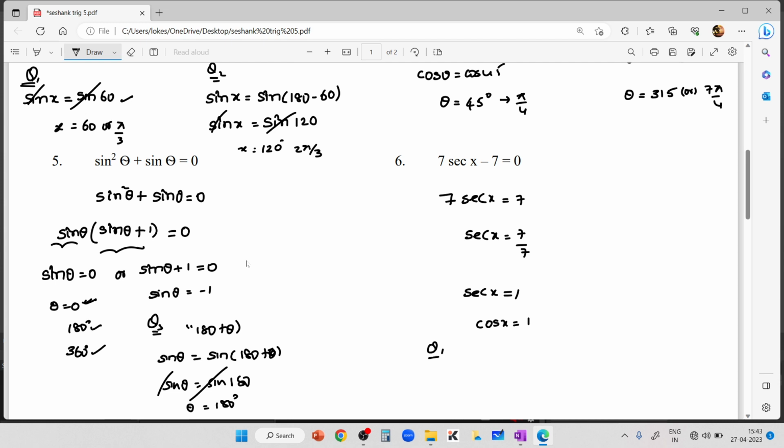So in first quadrant, cos x we will directly take as cos 0 and x is equal to 0. And in the same way, in fourth quadrant, the nature of the angle is 360 minus theta, and here theta is 0. So we'll put cos x is equal to cos 360 minus 0. That means x is equal to 360 or 2 pi.